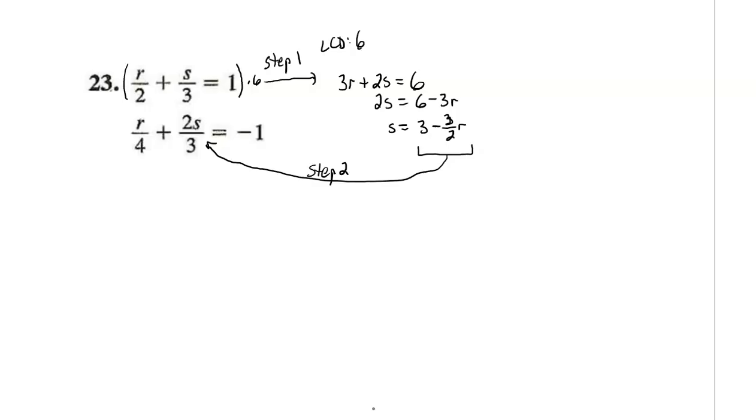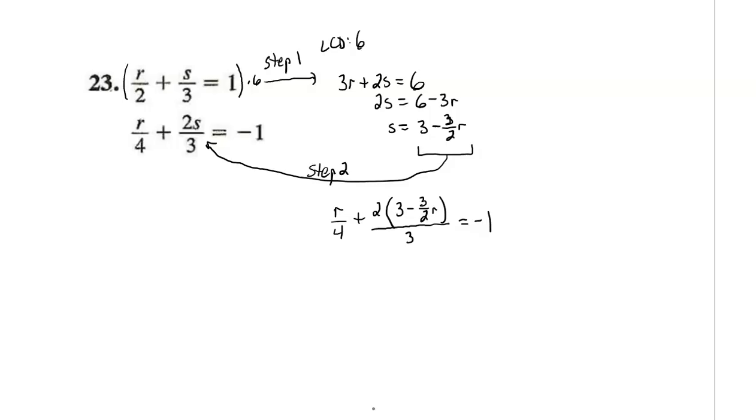All right, when we replace the letter S with that binomial, our second equation turns into r over 4 plus 2 parentheses 3 minus 3 halves r over 3 is equal to negative 1.